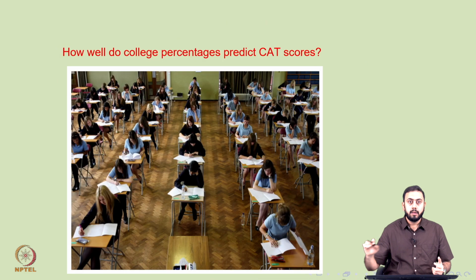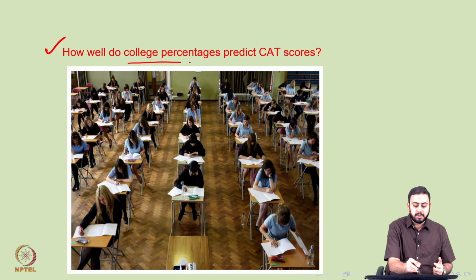Okay. Alright, so one more very easy example. So you see a number of students sitting and then giving some exam, preparing for some exam, and now the problem in hand is: how well do college percentages predict CAT scores? Okay. So again, two variables here.